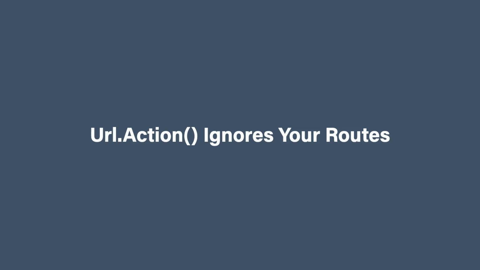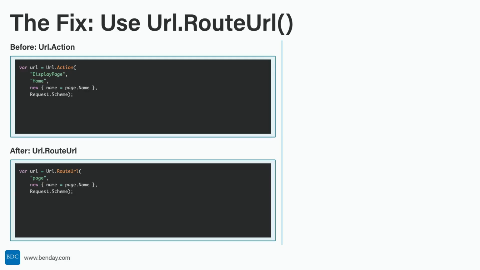Url.Action works inside out. It starts with your code structure, the controller name, the action name, and builds a URL from that. It completely ignores any custom route patterns you've defined. It just constructs /controller/action? Parameters. Here's the fix. Instead of Url.Action, use Url.RouteUrl.